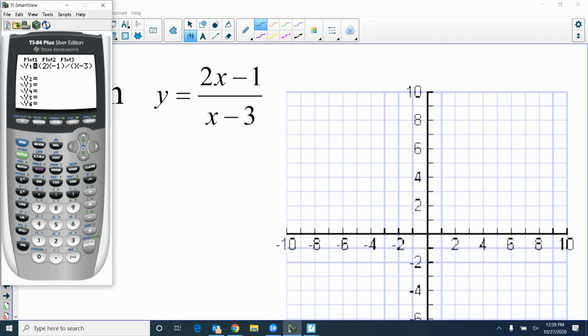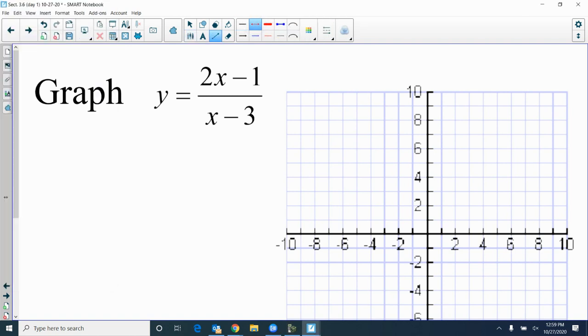All right, how many pieces are on that graph? When you take a look at that, you should have 2 pieces right there, a piece on the left and then a piece on the right. Because what happens at 3? What happens when you plug in 3? Undefined. It doesn't exist, because 3 minus 3 is 0. So that is what we call a vertical asymptote. So at 3, it doesn't exist. And what it does is it's going to split it into 2 pieces.